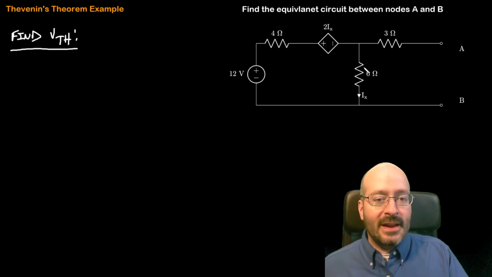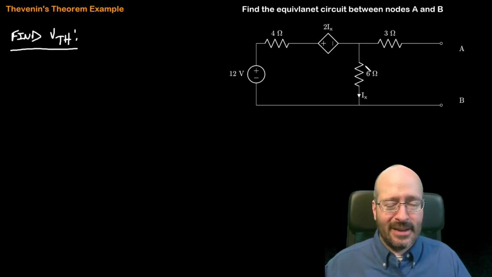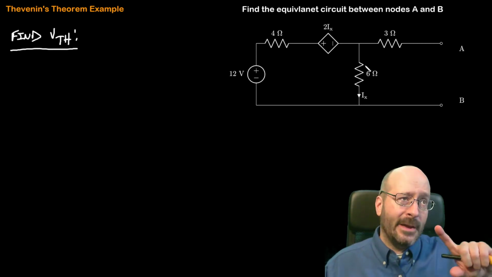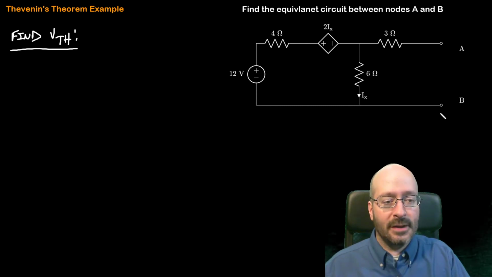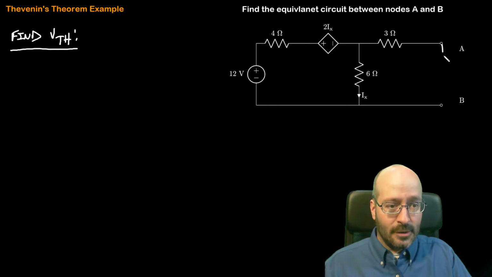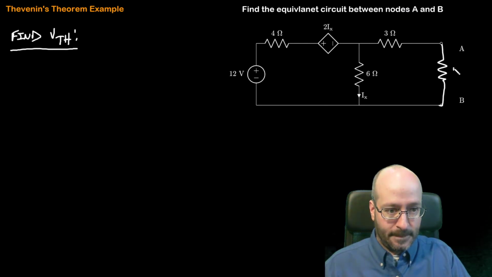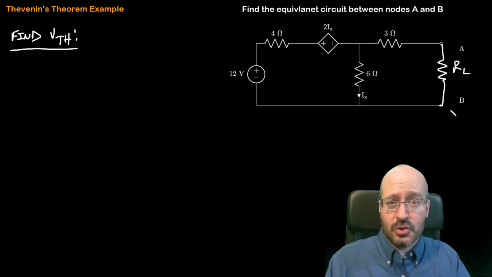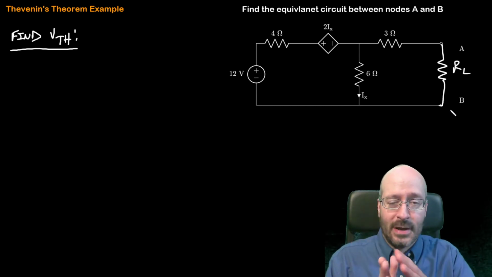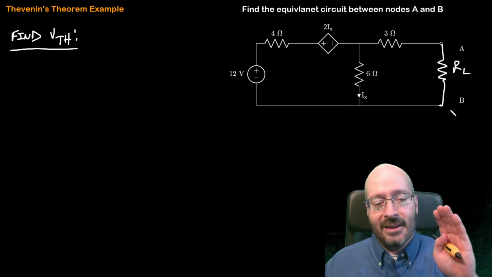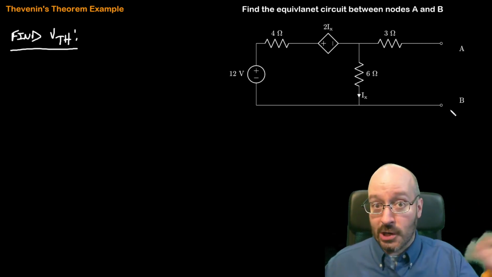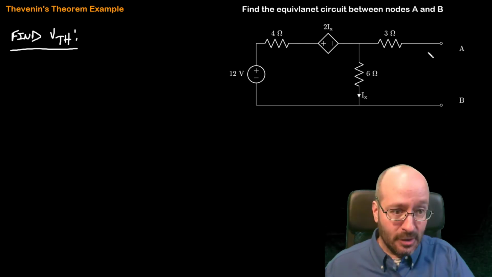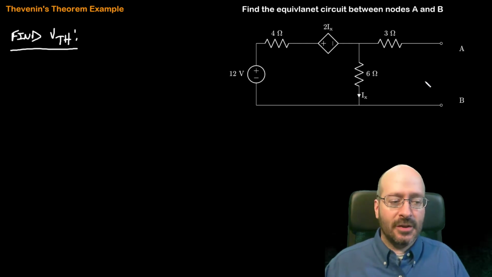for starters. Now, this problem is stated the way that I've seen textbooks state the problem. You may also see it on the FE exam. Find the equivalent circuit between nodes A and B. So what's implied there is that the load will be connected here. Okay, but it wasn't drawn. So that's why in every video prior to this about Thevenin's theorem, I said remove it if it's drawn. Okay, in this case, it's not drawn. So we don't need to remove it. The load will be connected there.